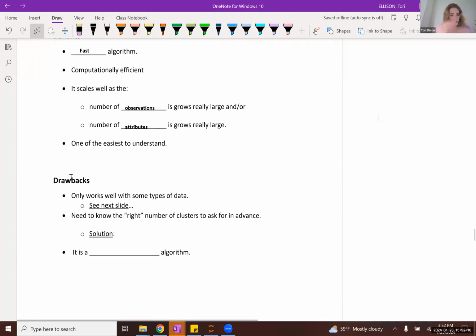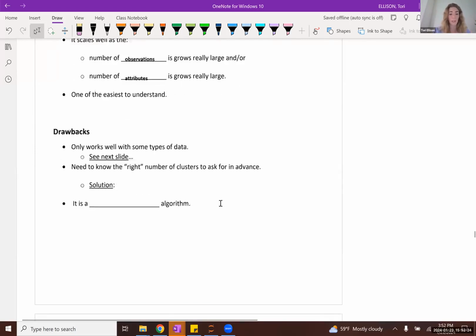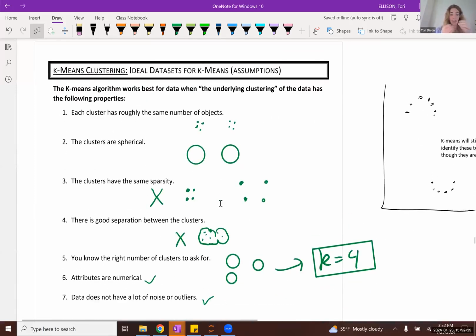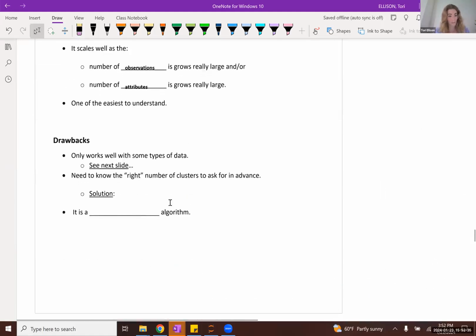But it does have some drawbacks as well. So we've seen some of those already. So one issue is that it only tends to work well, or it's only designed to work well with certain types of data. So we saw these 7 ideal properties for identifying clusters with the k-means clustering algorithm. In addition, you also need to pre-specify the number of clusters that you're looking for in k-means. So, if you don't have a clear sense as to the right number of clusters to ask for, this, at the very least, requires an additional set of analyses to determine what is that right or inherent number of clusters to ask for.